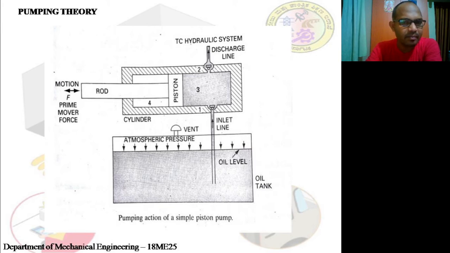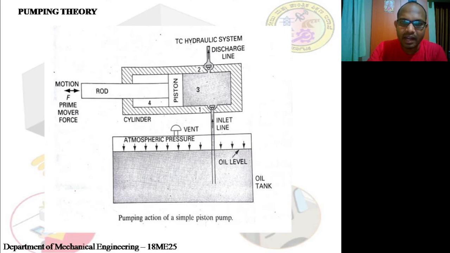Once it is filled, the inlet valve will be closed completely, and then the rod will start pushing towards the right side. Once it starts pushing towards the right side, the outlet valve is closed and the inlet valve is closed. So the oil will be compressed. The oil or fluid or water will be compressed to a higher pressure. This creates a pressure more than the atmospheric pressure. So during suction, the pressure is less than atmospheric pressure; once it has been compressed, the pressure will be more than atmospheric.